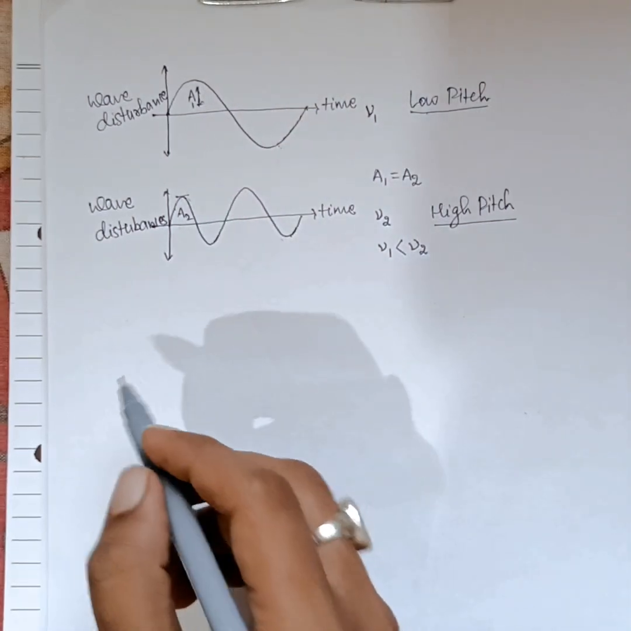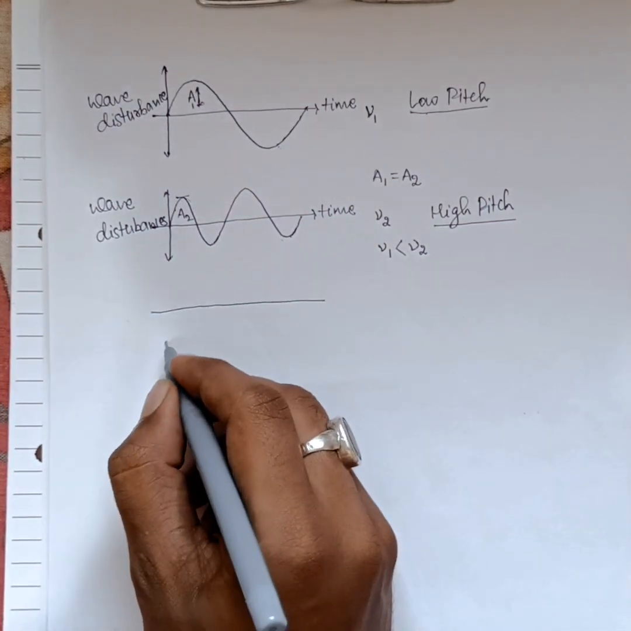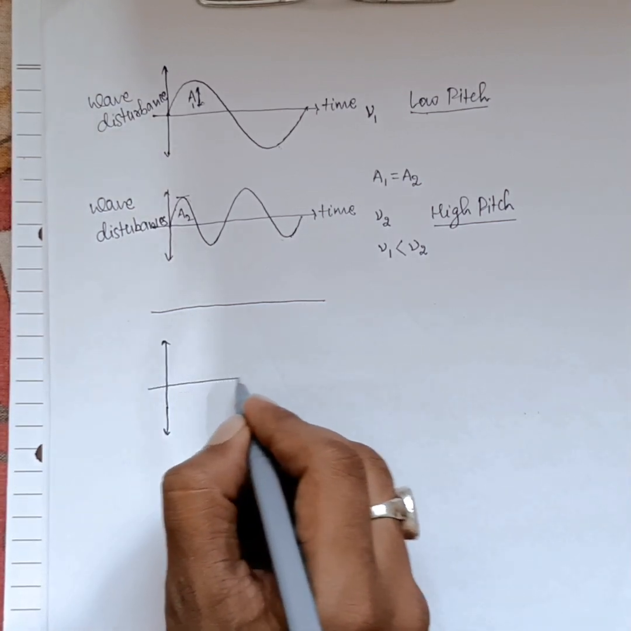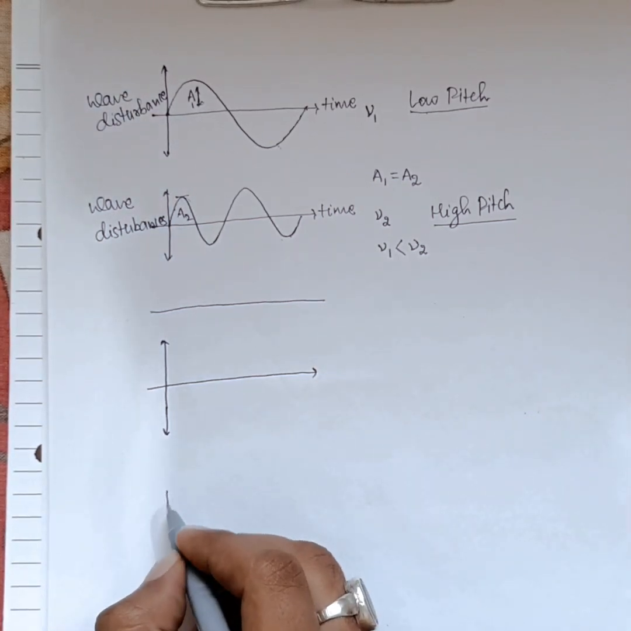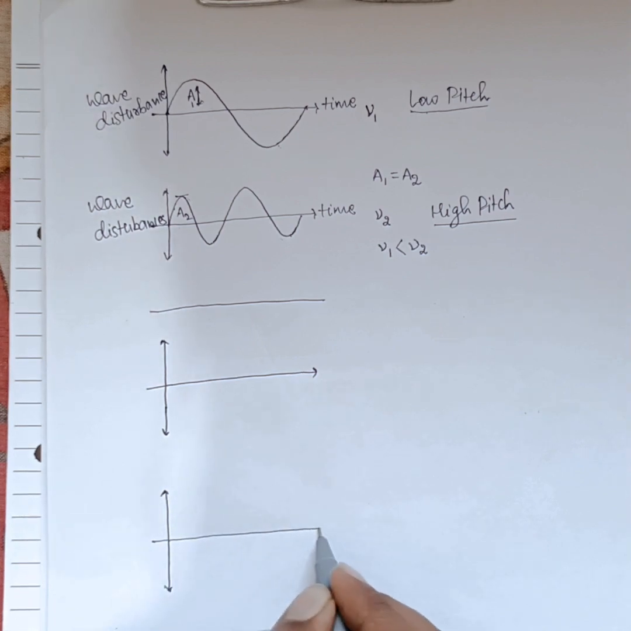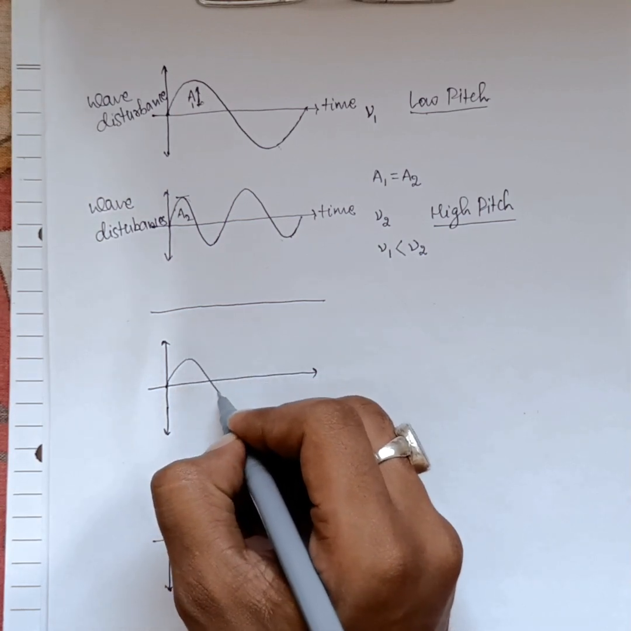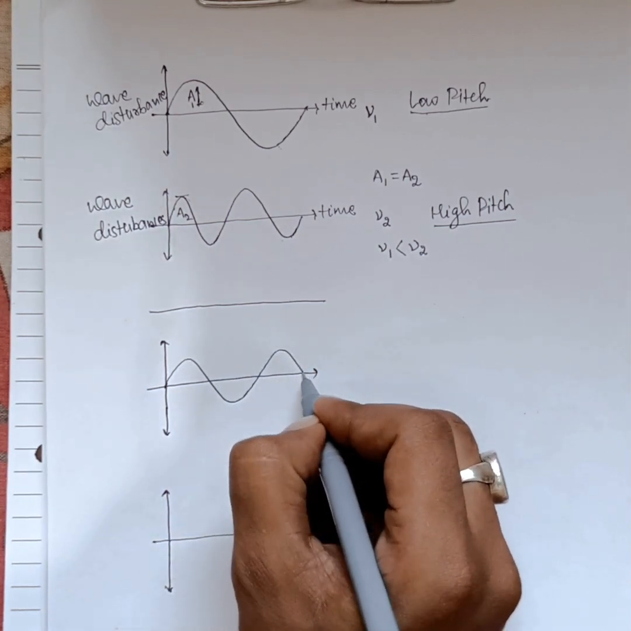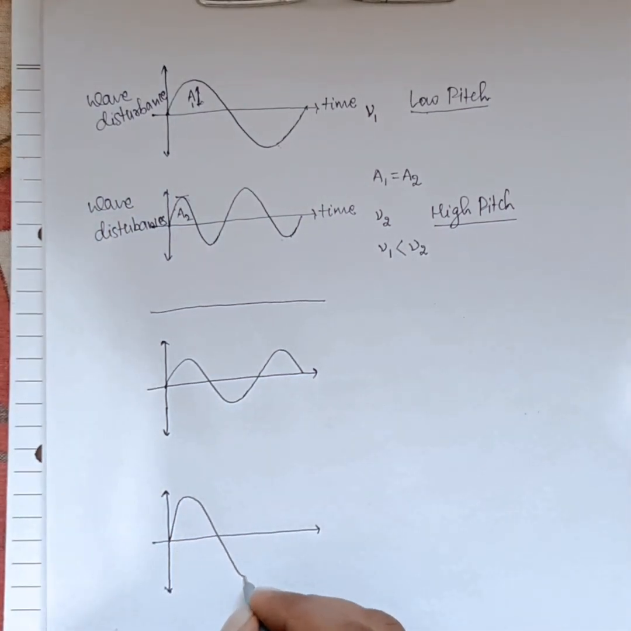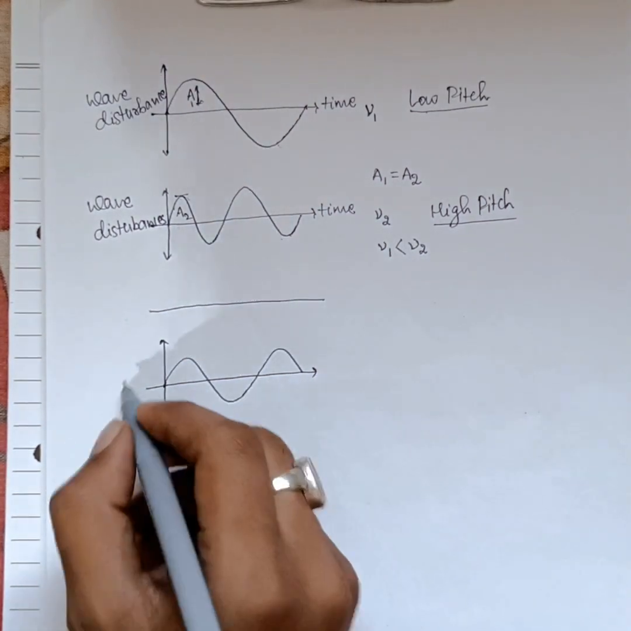Now let us discuss loud sound and soft sound. Suppose, again, we have two types of sound waves. Let us consider this is the first one and this is the second one. Here, in the first wave, this is the amplitude. Only this is the amplitude. And here, let us consider this is the maximum displacement. And here, what we know, this is the amplitude.